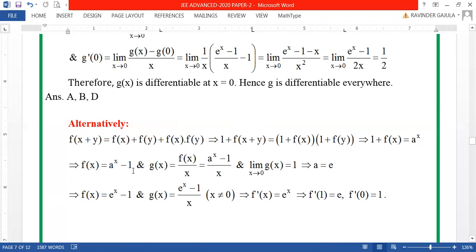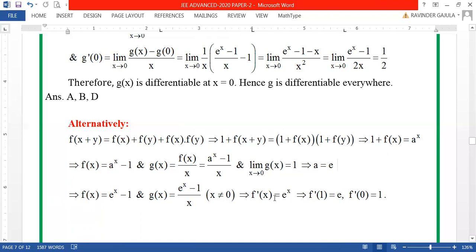And g of x is f of x by x, which can be taken as (a power x minus 1) by x, and limit x tends to 0, g of x is given as 1. So because limit x tends to 0, g of x here is log a, log a equal to 1 means a equal to e. Therefore, f of x can be taken as e power x minus 1. Then g of x is (e power x minus 1) by x for x not equal to 0.